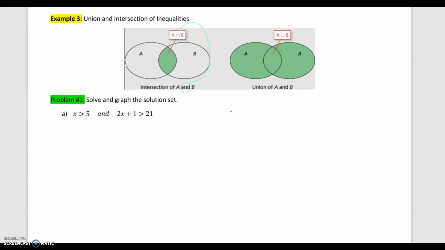So you would have the solution of one inequality, which is this circle A, the solution of the second inequality, and the intersection represents where both of them meet. If you have a statement that is given as an or, in this case, that represents the union. So any union is going to be given as an or.